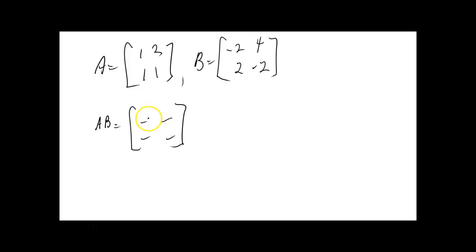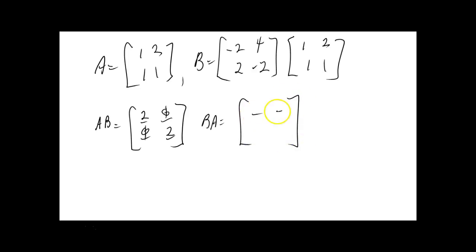Say again. 2. Zero. Zero. You're getting stuck here, haven't you? Okay. Two. Okay. Let's try it the other way. So I'm going to write my A over here, 1, 2, 1, 1, to make BA easier to do. What size will that be? 2 by 2. So that part's the same. What do you get here?